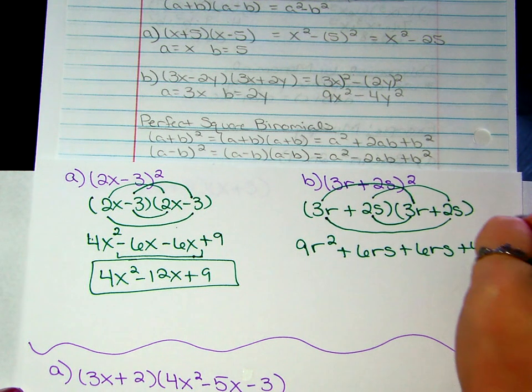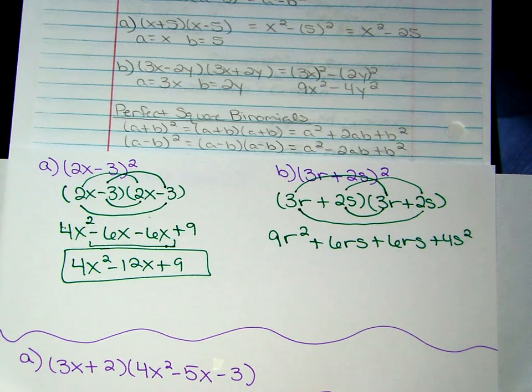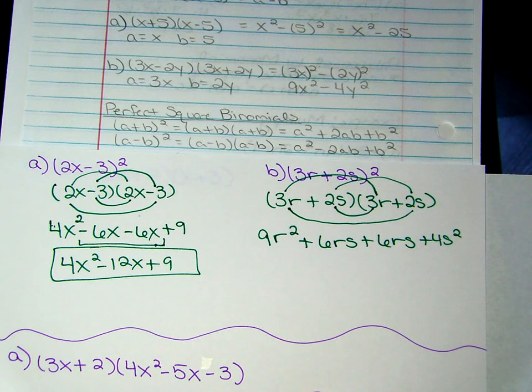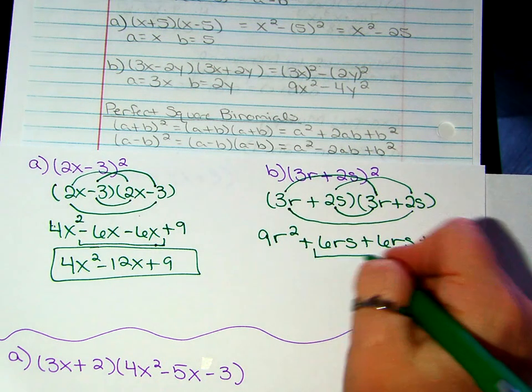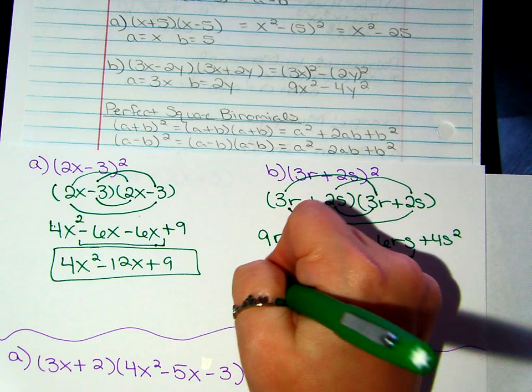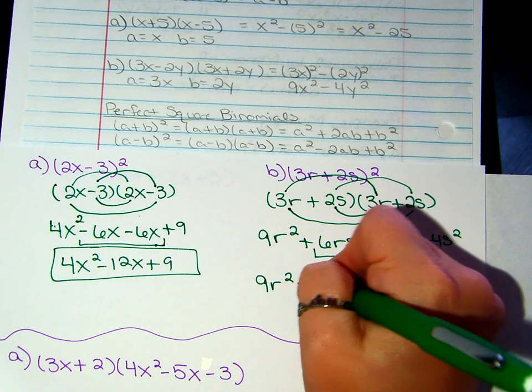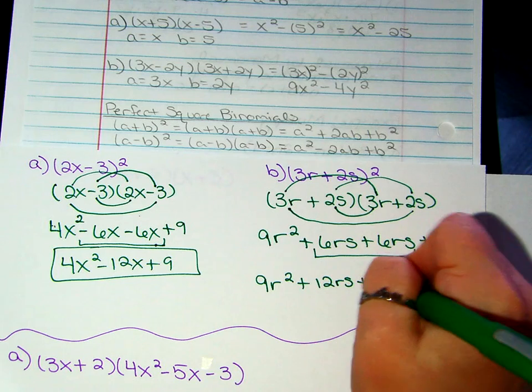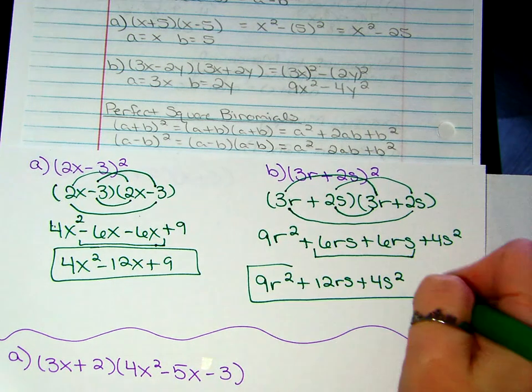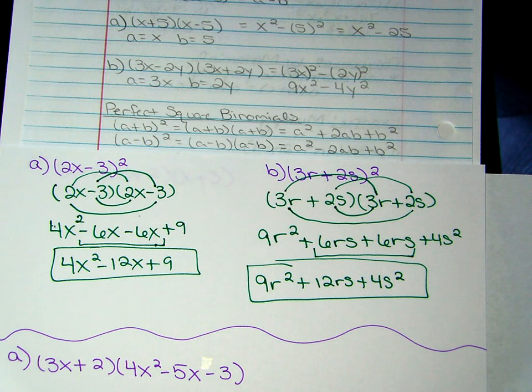I went off the board, sorry. Again, I can combine these middle terms: 9r squared plus 12rs plus 4s squared. I write my r squared term first because r comes before s in the alphabet, so the r term would be my leading one that I would start with. Any questions? Told you, lots of foiling. Lots and lots of foiling.